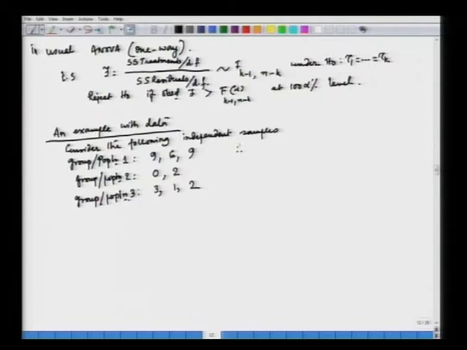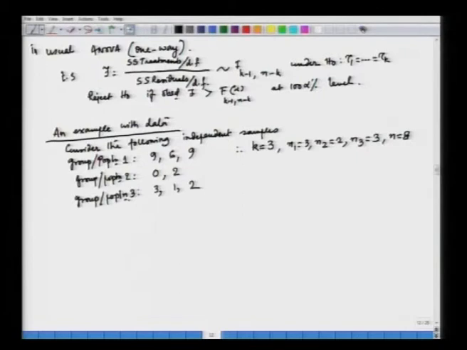So therefore, I can say a few things from here: the number of groups k is 3, we have 1, 2 and 3. I can say what my ni's are. So n1 is 3, n2 is 2 and n3 is again 3 observations. So the total number of observations is 3 plus 2 plus 3, that is 8.